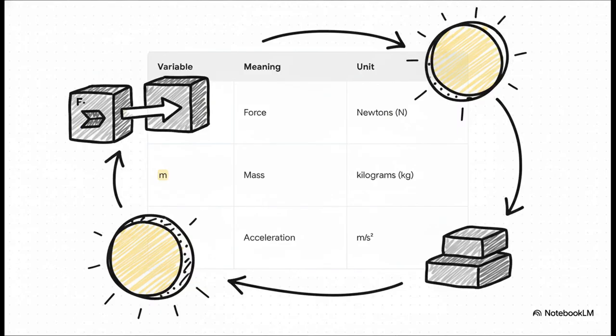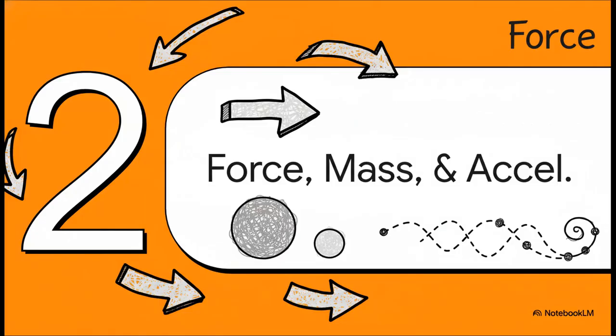F is the force, that's the push or pull, and we measure it in newtons. M is the mass, which is basically how much stuff is in an object, measured in kilograms. And A is for acceleration, or how quickly an object's speed changes. These three things, they're basically joined at the hip. So, how do we actually put this powerful little formula to work in the real world? Let's take a look at how these three elements kind of dance together.